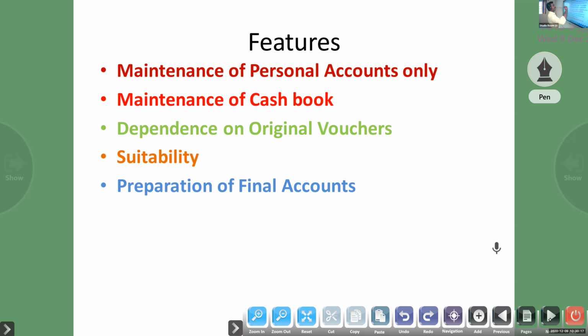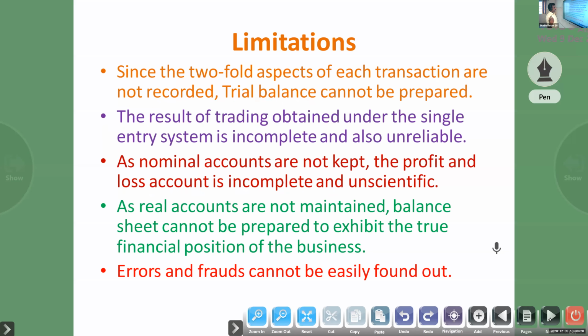So limitation, we can't prepare the trial balance. We can prepare trading and profit and loss account, we can prepare a balance sheet. Okay, that is the limitation. So 1 mark if they ask, you can write.